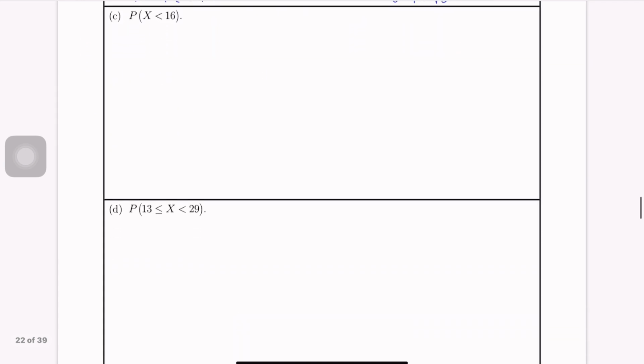Okay, moving to question C. Probability X less than 16. Look at the sign. We have less than, but if you want to do CC, it is better if we change the less than sign to less than or equal. So it will be probability X less than or equal to 15. Because here we have 15, then we have 16. You want less than 16 but not including 16, so that means you need 15 and below.